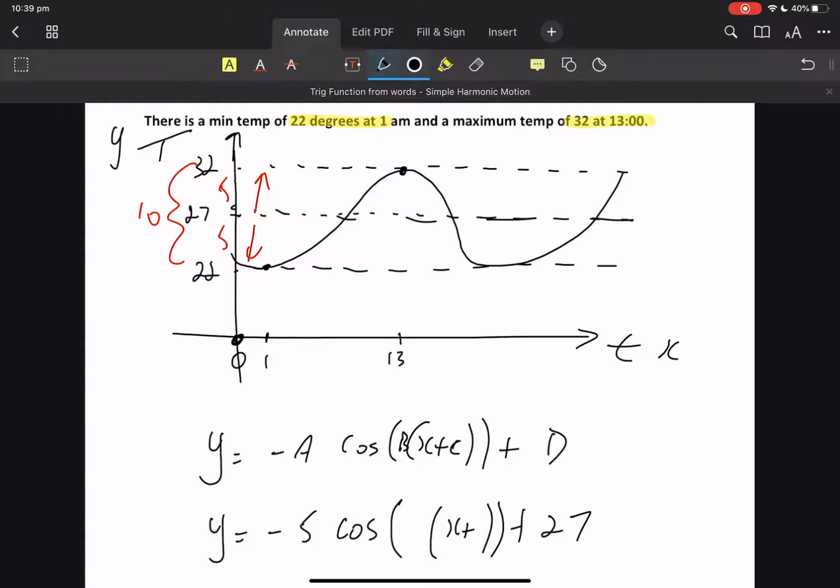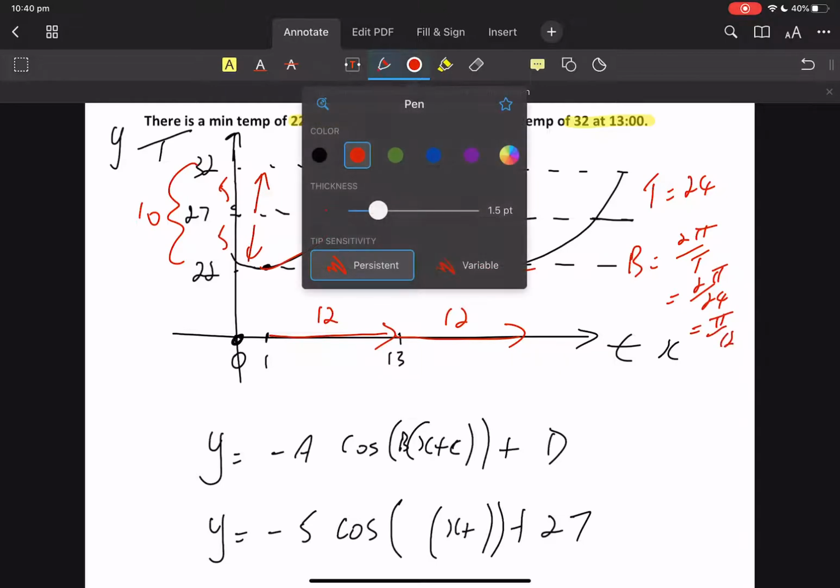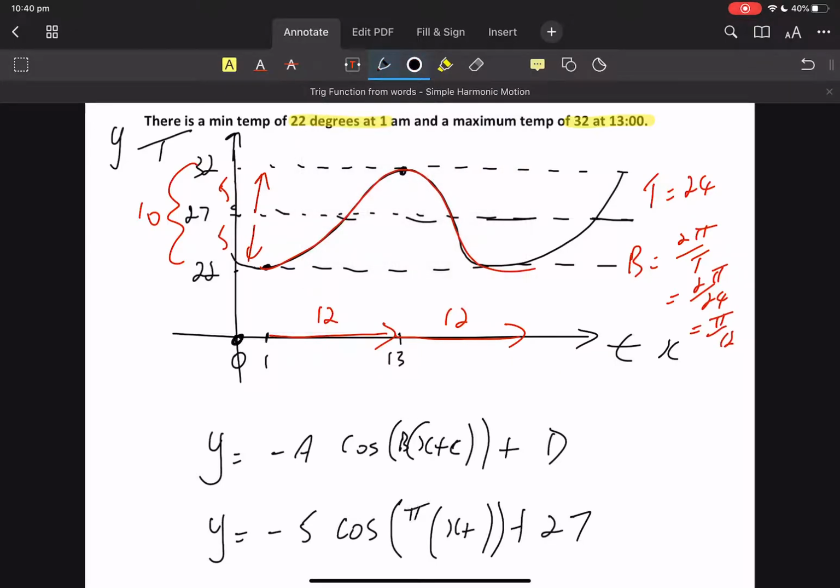B for Barry. Time period. Well, how far is it from the bottom to the top? I'm going to say that's 12. So from the bottom to the top to the bottom again must be, that's an assumption, so we're going to assume that T equals 24. B equals 2 pi on T. So that will be pi on 12.